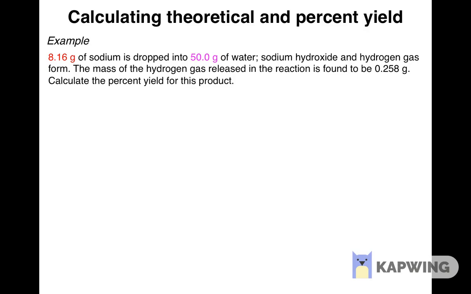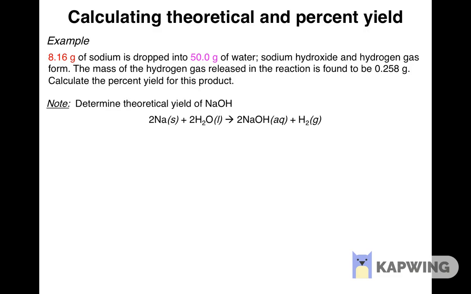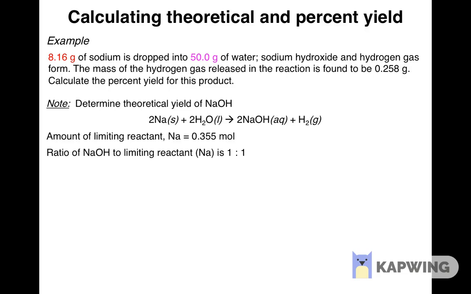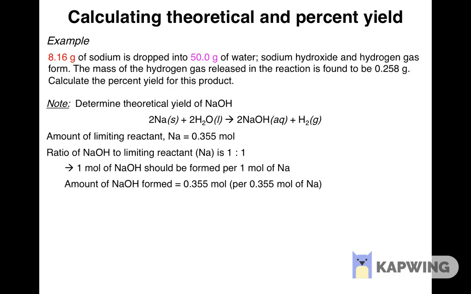Notice that in this problem, we could also calculate the theoretical yield of sodium hydroxide. The molar ratio coefficients in the chemical equation tell us that the number of moles of sodium hydroxide formed should be the same as the number of moles of the limiting reactant, sodium, that is used. If we have 0.355 moles of sodium, we should form 0.355 moles of sodium hydroxide.